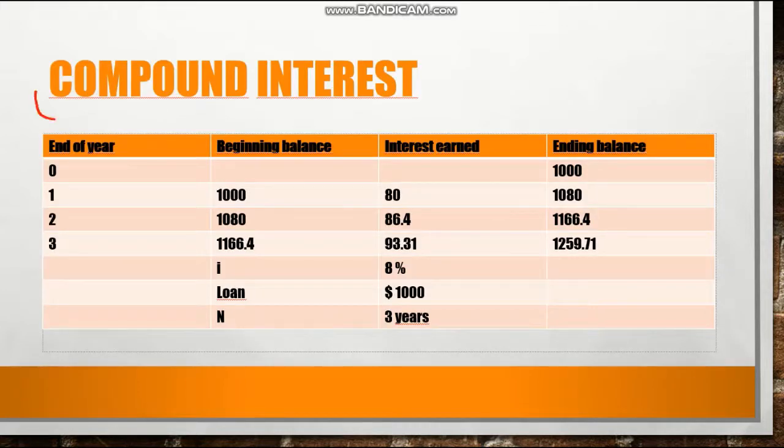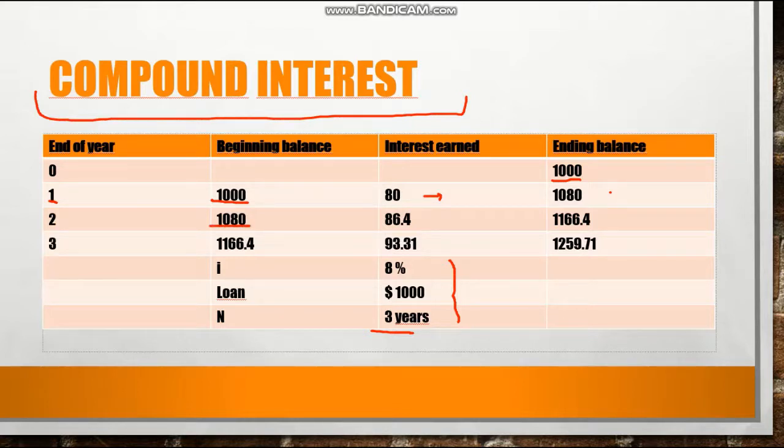Okay, let's depict compound interest with the same example, where we have an 8% interest rate and the loan is $1,000 for 3 years. Let's see what happens in tabular form again. Again, we start with the $1,000 beginning balance in the first year. At the end of the first year, we have $1,000 and we earn $80 interest, ending up with $1,080. Then we bring down $1,080.